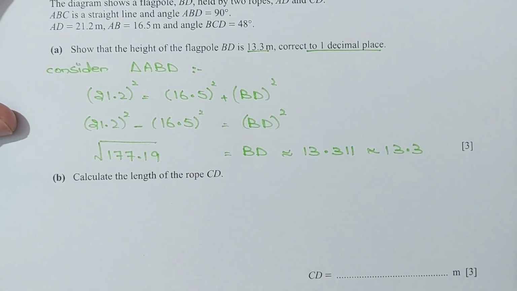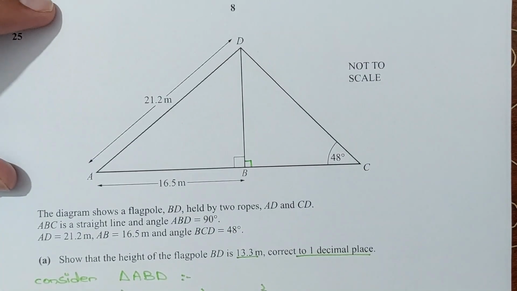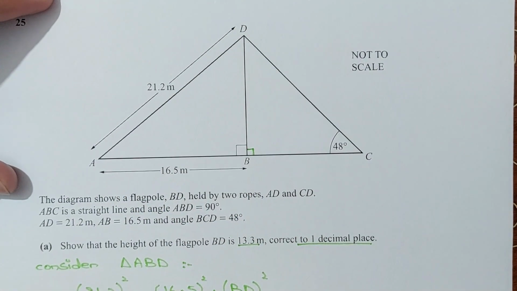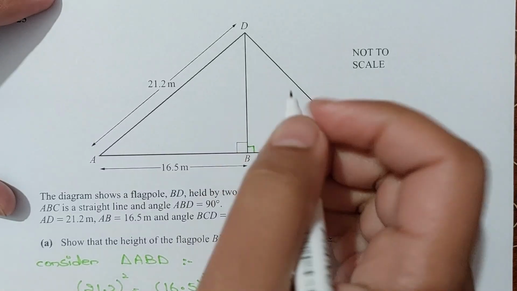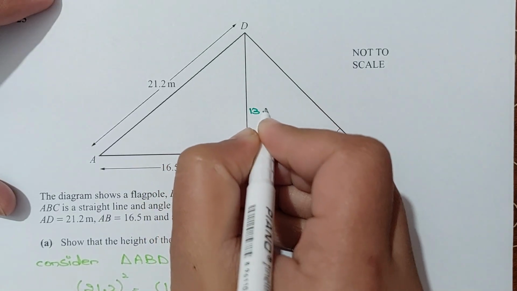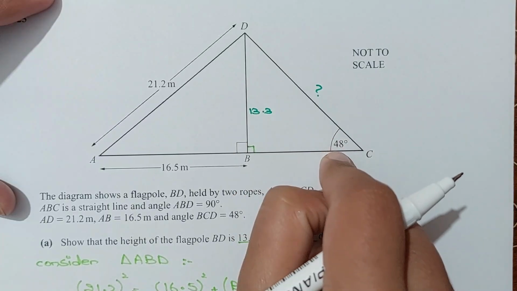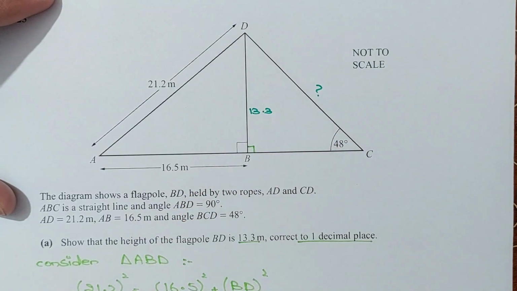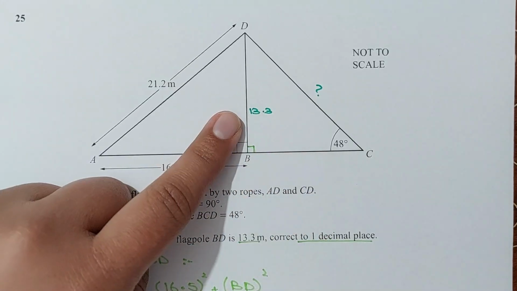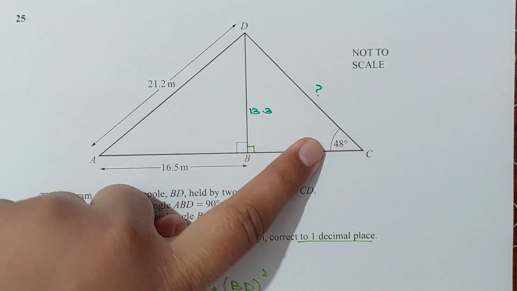Now for part B, calculate the length of the rope CD. C to D we have to calculate. Okay, we have this is 13.3. We have this angle. We have to find this. It's a right angle triangle again. BCD is a right angle triangle. We have the front side, the opposite. We have to solve for the hypotenuse.